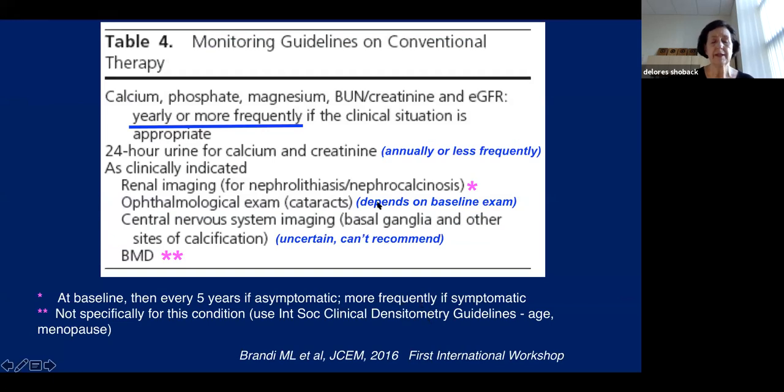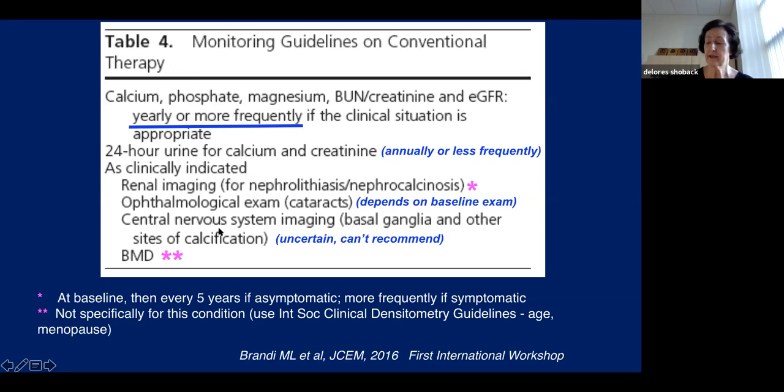From the other set of guidelines from the first international workshop, this is their table. So we've got lots of advice out there. They say do the biochemical test yearly or more frequently if the situation makes it appropriate. Do the urine calcium and creatinine annually or less frequently, again, as clinically indicated. And then these other studies as clinically indicated.